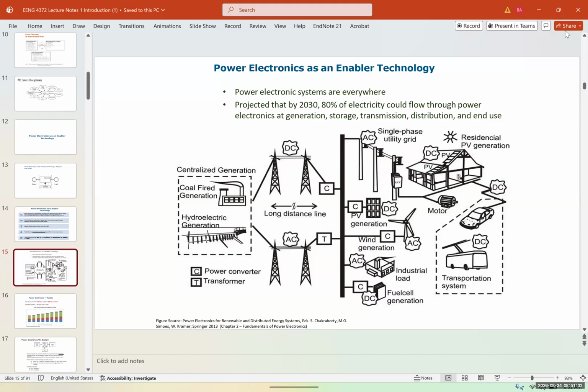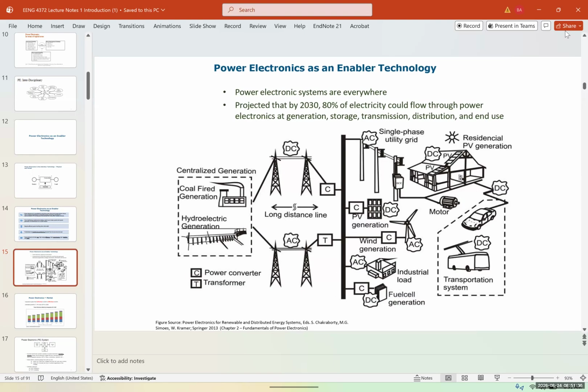Now, this shows an interesting graph, in which you can see power electronic systems are all around us. They're everywhere. By 2030, 80% of electricity could flow through power electronics at generation, storage, transmission, distribution, and end use. This shows an interesting picture of a power plant and the power converters in between transformers until it reaches the end consumer.